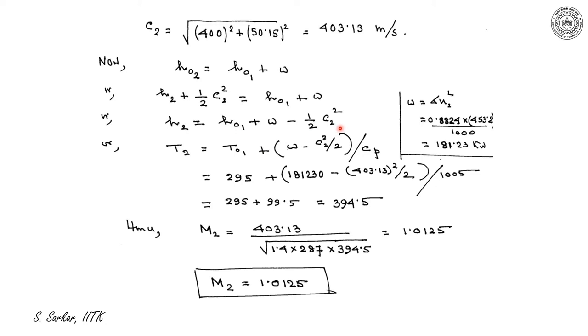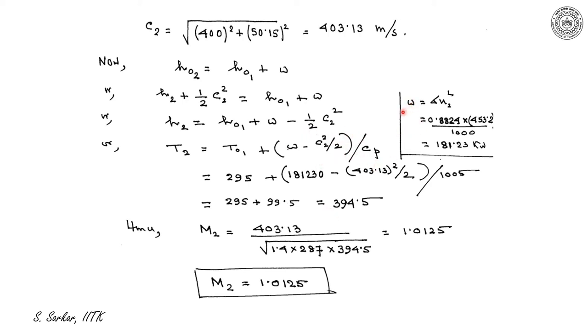Furthermore, h2 I can write Cp into T2 and h01 as Cp into T01. Thus I can write T2 is equal to T01 plus w, where small w is the specific work, minus C2 square by 2 divided by Cp.